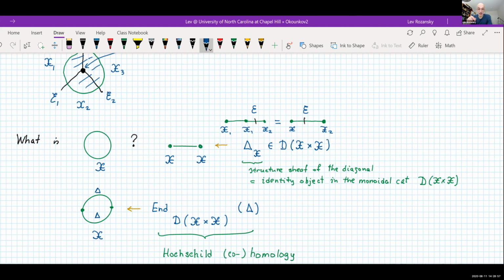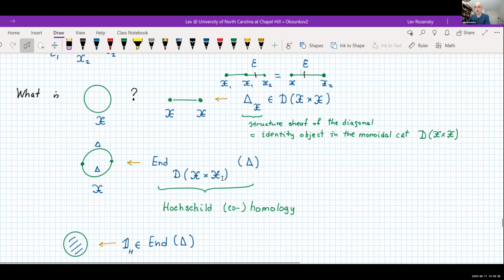So this means that this segment from x to x should correspond to the identity functor from sheaves over x to sheaves over x. This sheaf over the product represents a functor from the category of sheaves over x to the category of sheaves over x. So it should be identity, so it should be the structure sheaf over the diagonal because of that relation that we want to maintain. So if we wonder what to associate to a circle, we glue together two arcs, each is a diagonal. So we're supposed to take the endomorphism of the diagonal in the cross product of two x's.